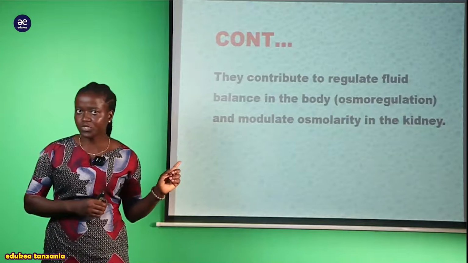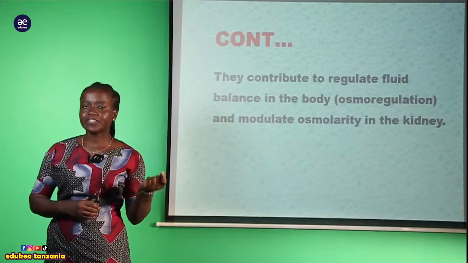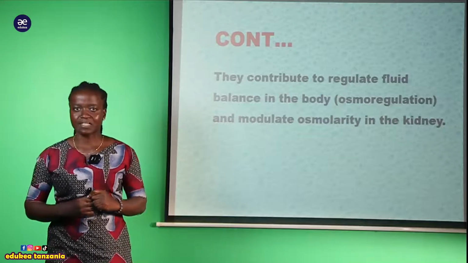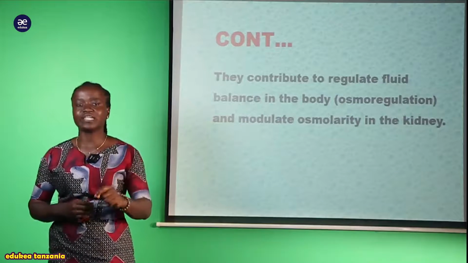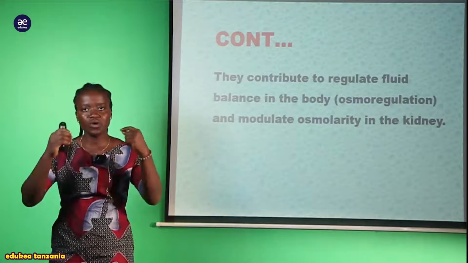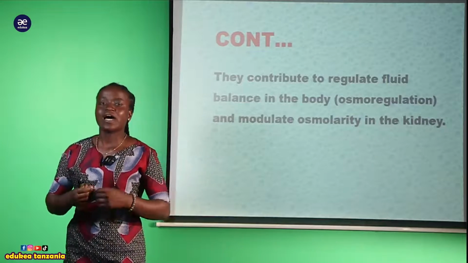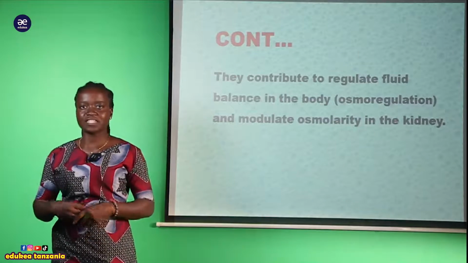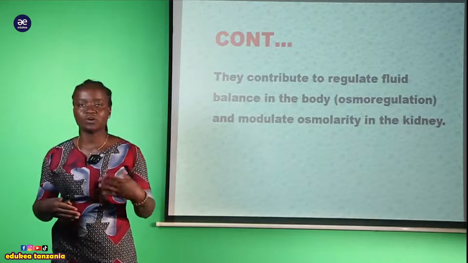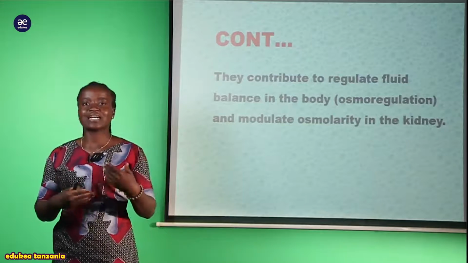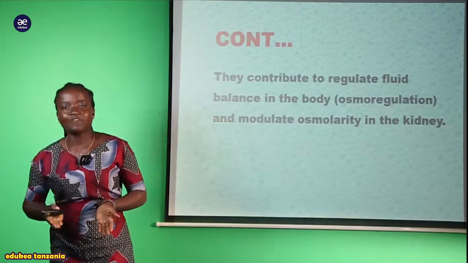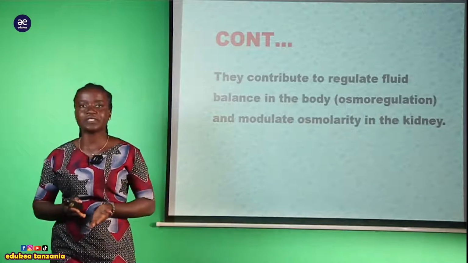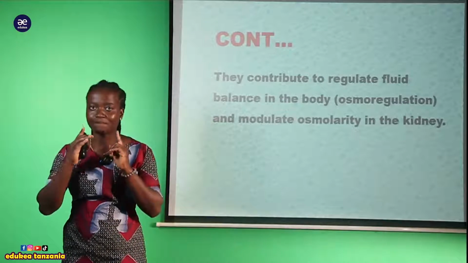And here, my student, you have to know that these osmoreceptors are found within your kidney. And within your kidney is where different kinds of hormones, we are talking about the adrenal hormone and so on, are produced, that is antidiuretic hormone. They are there for regulating the amount of salt and water within your body.